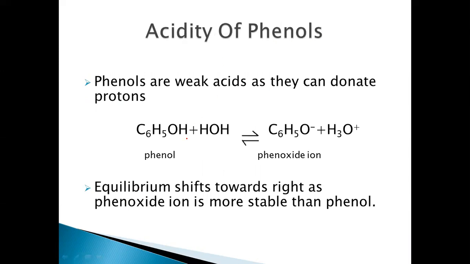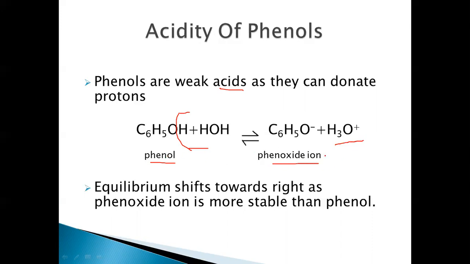What are acids? Acids are nothing but proton donors. We have already read about this. The substances which are able to donate protons are acids, and phenols can donate protons, so they are acidic in nature. This acidity can be explained based on the stability of the phenoxide ion and the phenol. It can donate the proton resulting in the formation of phenoxide ion and the hydronium ion. And these phenols are acidic.